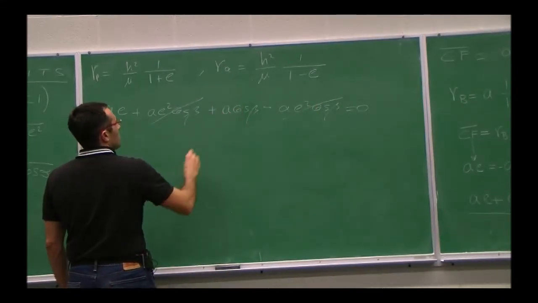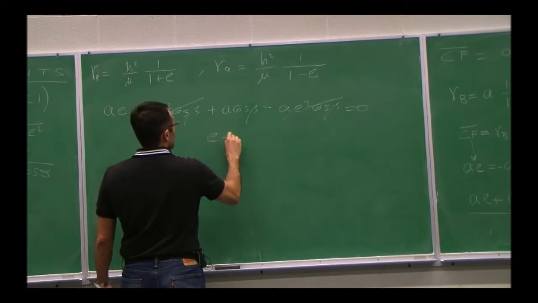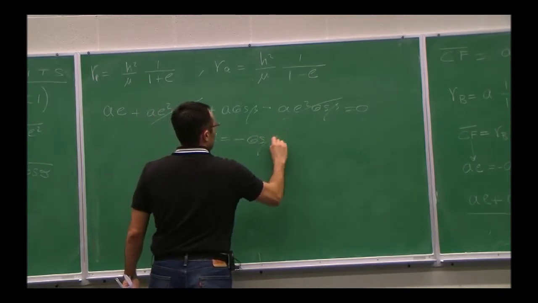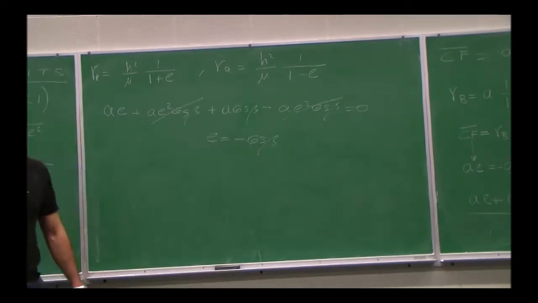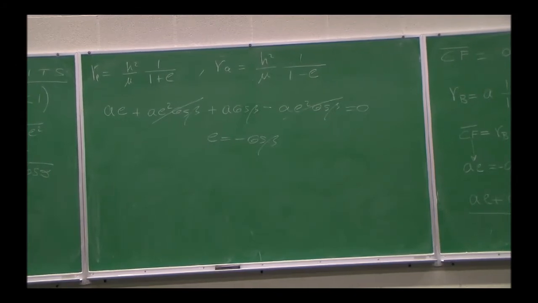I like that. So in the end, my E is going to be equal to minus cosine of beta, or if you want, cosine of beta is minus E. So that's the relationship between that angle and E. So depending on the eccentricity, that angle will change.